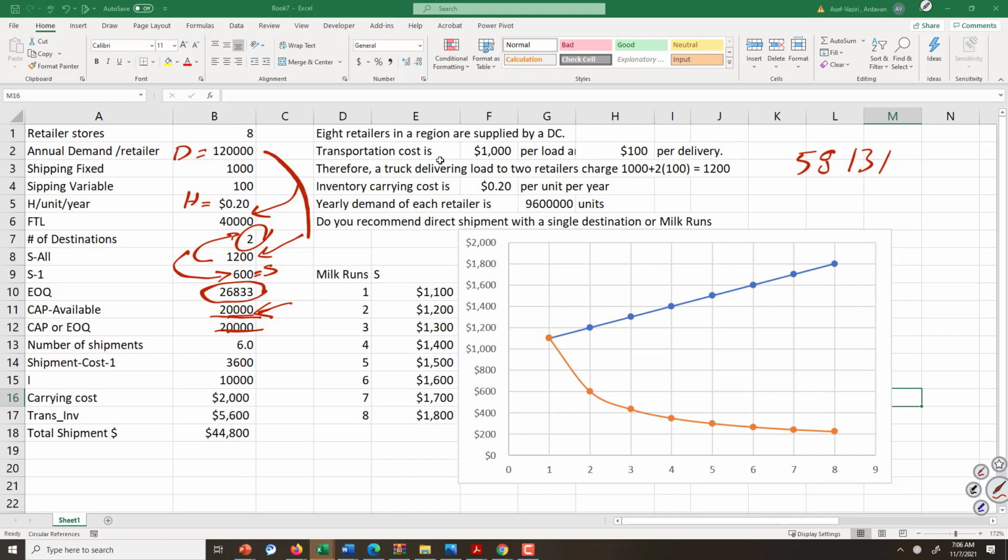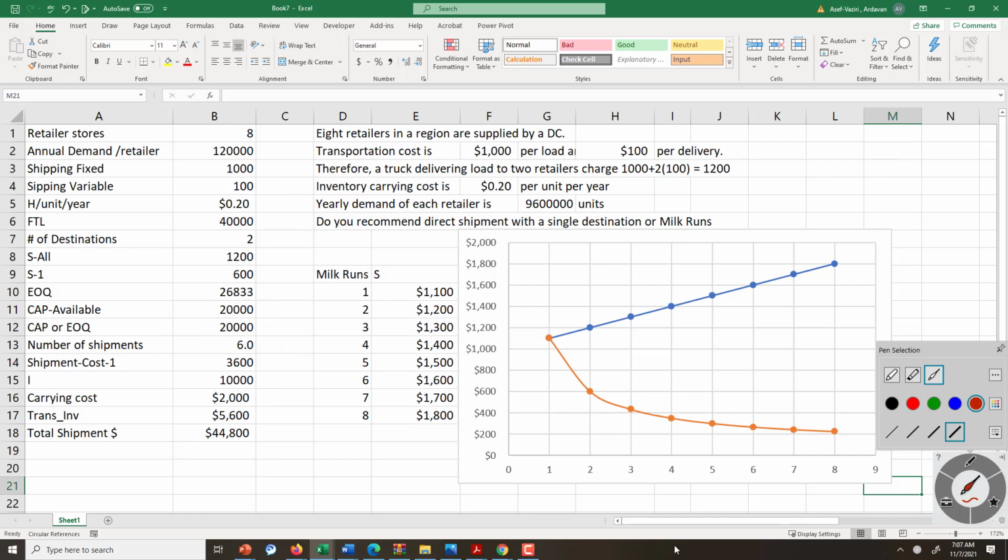If we deliver 20,000, we need 6 shipments. And if you multiply each one by that cost per retailer, we will get 3,600. 20,000 is delivered to each retailer. Therefore, on average, they will have half of it. And then the carrying cost is this much. We add shipping cost to carrying cost. It is this much for one retailer, and this is for 8 retailers.